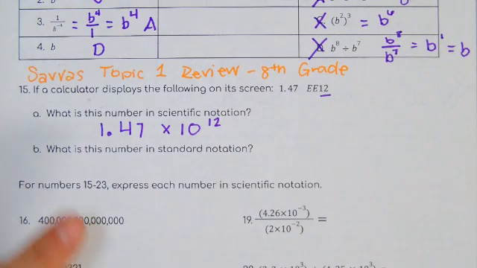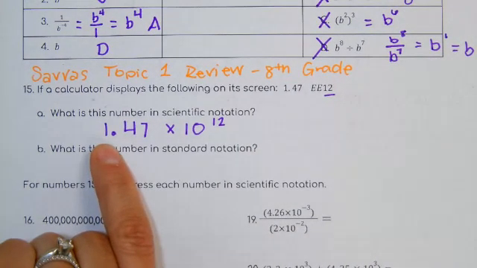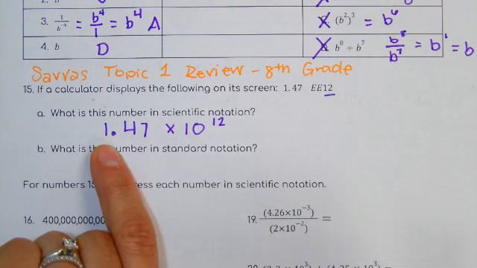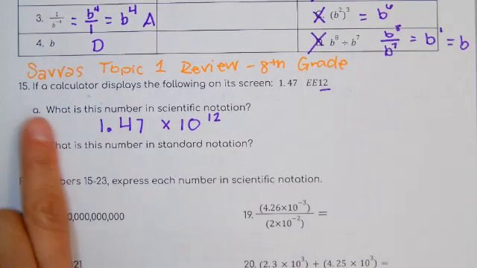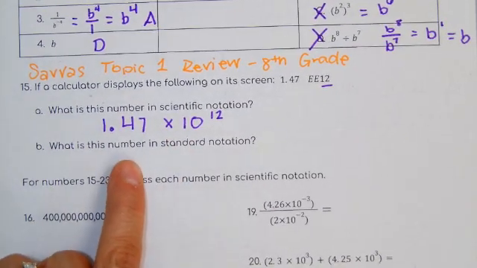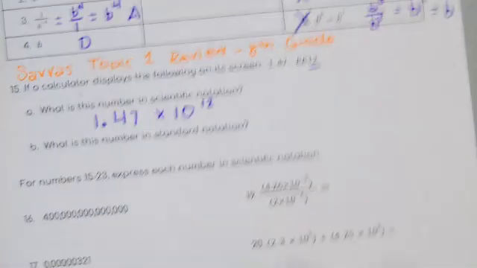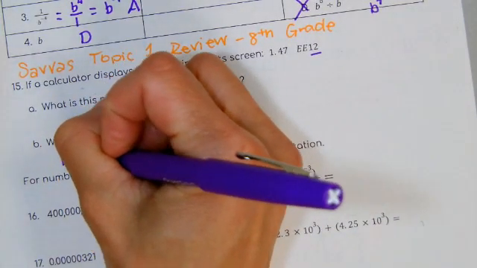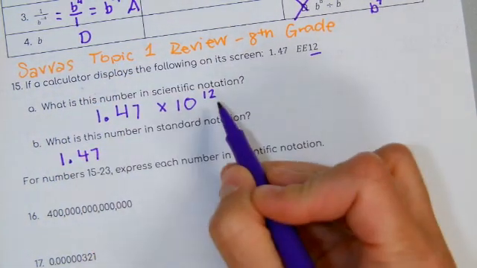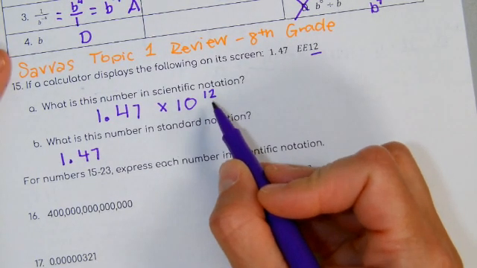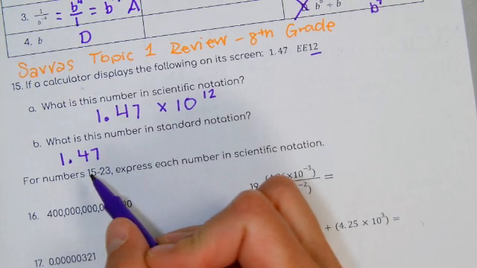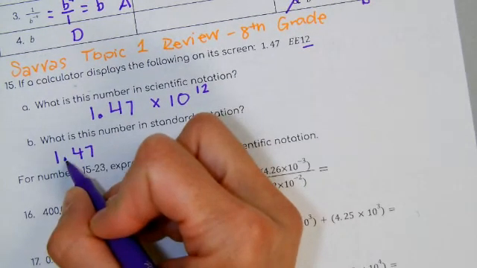Remember, in scientific notation, that first number has to be 1 or higher, between 1 and 9, right? It can't hit 10, can't be less than 1. And the exponent tells us how many spaces the decimal really moves to the left or the right. So in standard notation then, we take that decimal, that 1.47, and that 12 tells us that we're going to move our decimal 12 spaces. And since it's positive, we're going to make this a big number and move it to the right 12 times.